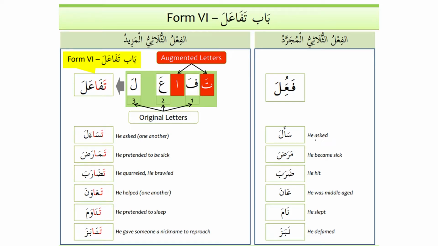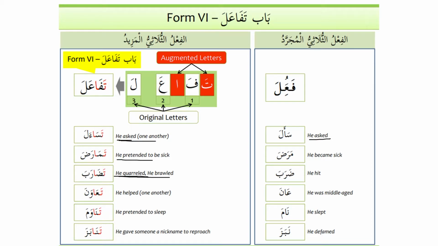More examples: Sa'ala, he asked, and tasa'ala, he asked or they asked one another, as we have in the Quran, amma yatasa'alun, right? Then we have marada, he became sick, and tamarada, he pretended to be sick. So this is one of the characteristics, where someone pretends to do something. Daraba, we have discussed a lot, and tadaraba is he quarreled or brawled, and it was with the whole group. It happened as a group.